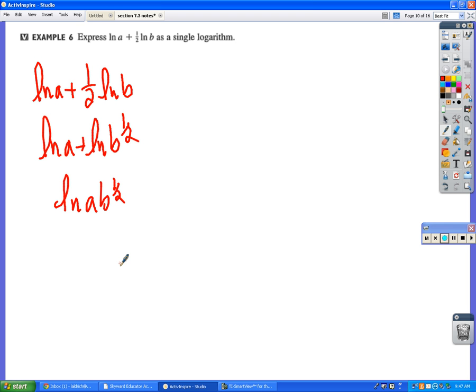Because in exponent land, if you have a power being raised to a power, what do you do? Multiply and get x to the 15th. So since these are exponential equations, basically, multiplication is like an exponent, and an exponent is like multiplication.